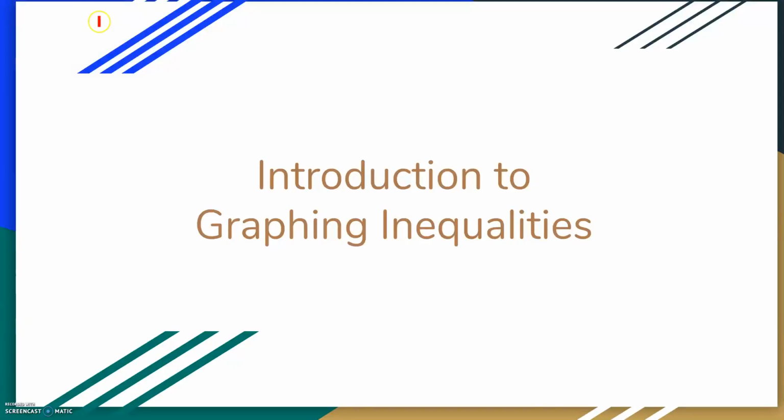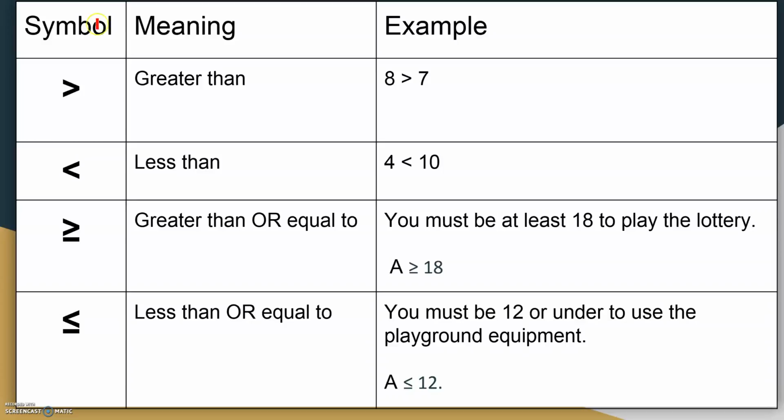Lucky you guys. I should be back on Monday, but for now we're going to be learning how to graph inequalities. So quick review. This symbol here means greater than.